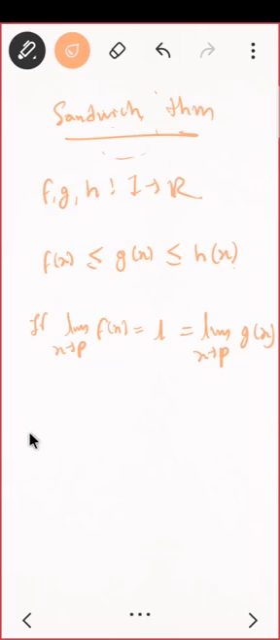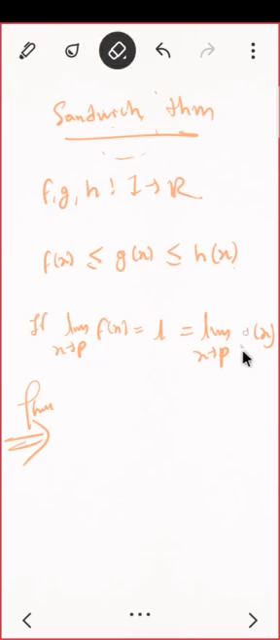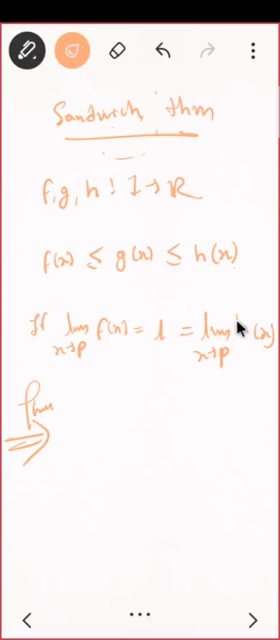So what is your conclusion? Then what can you say? Oh sorry, g नहीं h आना चाहिए ना यहाँ पे. Yes, yes, yes. Thank you. Then limit x tending to p, it will be g of x that is equal to also L. This is sandwich theorem. ये सैंडविच थ्योरम का यूज कहाँ पे हुआ था मोस्टली?